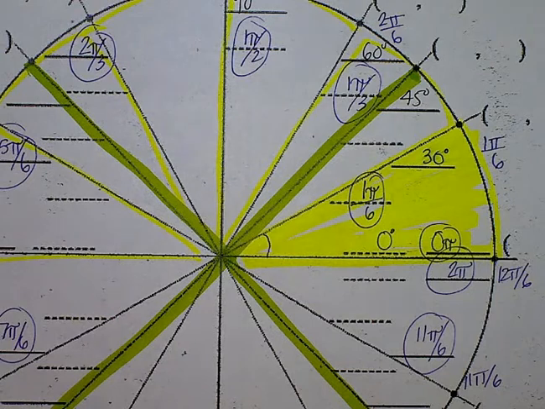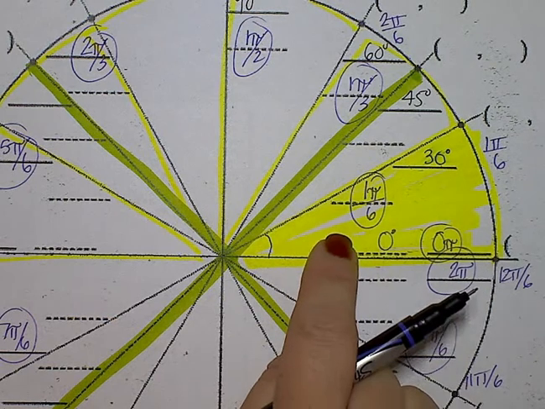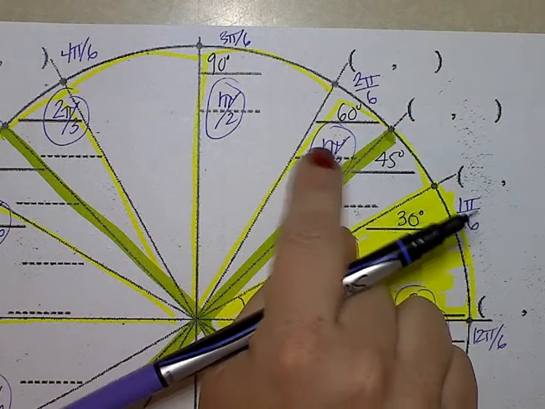So, things that are equivalent, just like 6 divided by 2 is equivalent to 3. 10 divided by 5 is equivalent to 2. 30 degrees is equivalent to 1 pi over 6. 60 degrees is equivalent to 1 pi over 3.